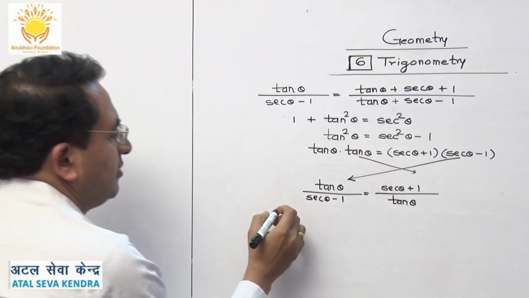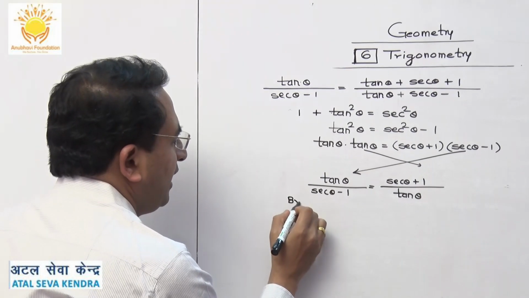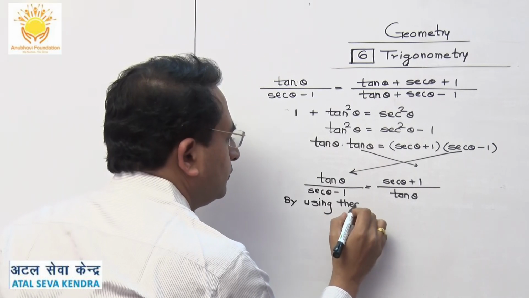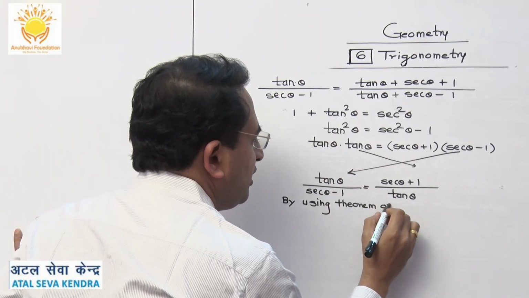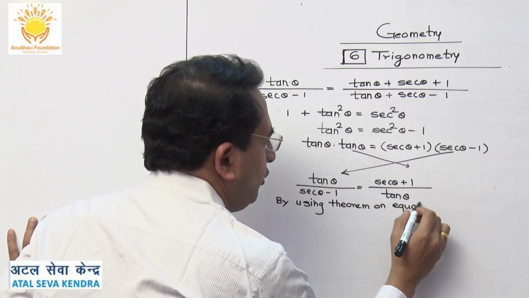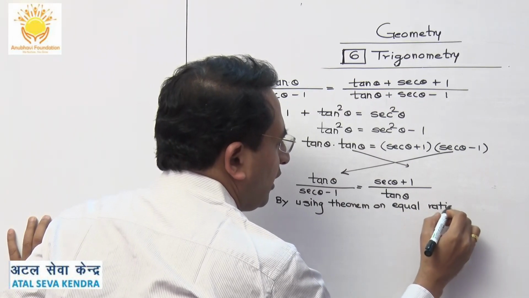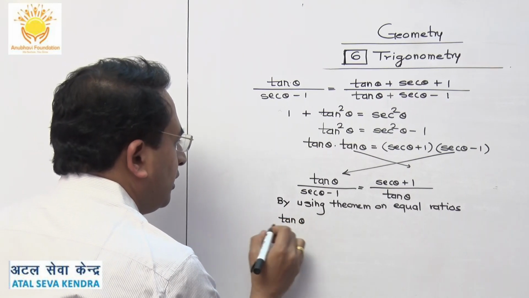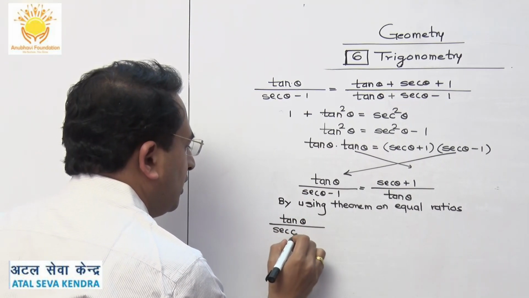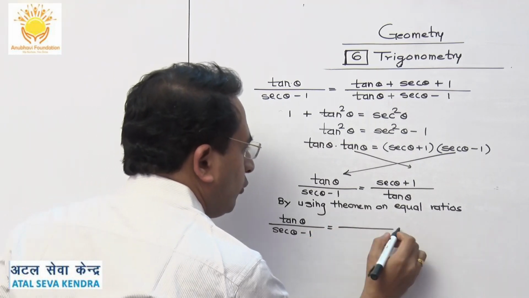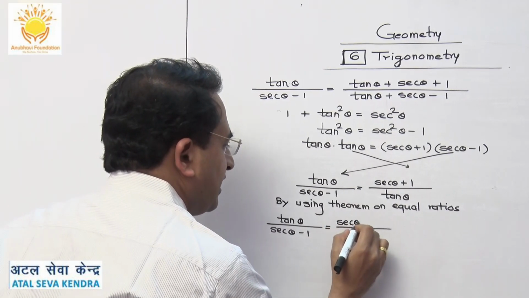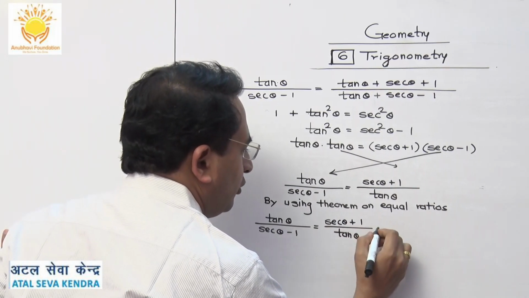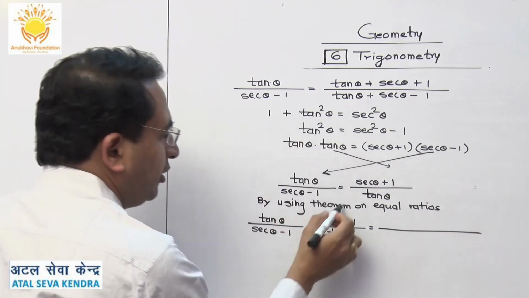So here we have to simply write it like this, by using the theorem on equal ratios. We have to write the first ratio, tan theta upon sec theta minus 1, as it is. Then we write the second ratio as it is, that is sec theta plus 1 upon tan theta. And the third one, that is by the theorem on equal ratios.